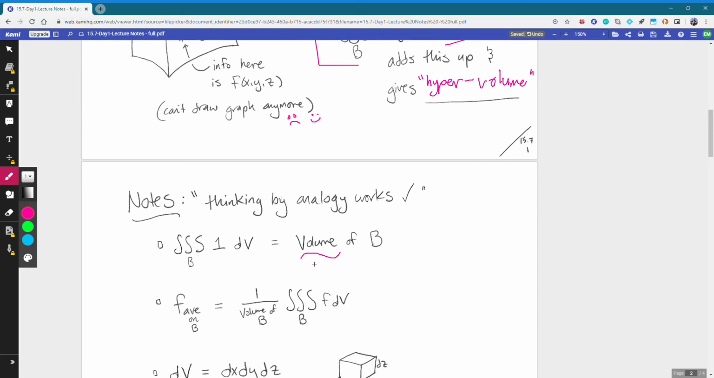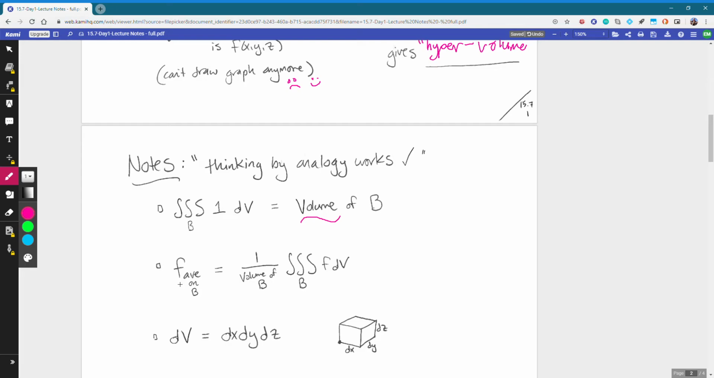We also have a nice generalization with our average value of a function. Right, for double integrals, it was 1 over the area of our region times the double integral. Here, right, this next dimension up, we have 1 over the volume of our blob times the triple integral giving us the average value of our function over that 3-dimensional region B.